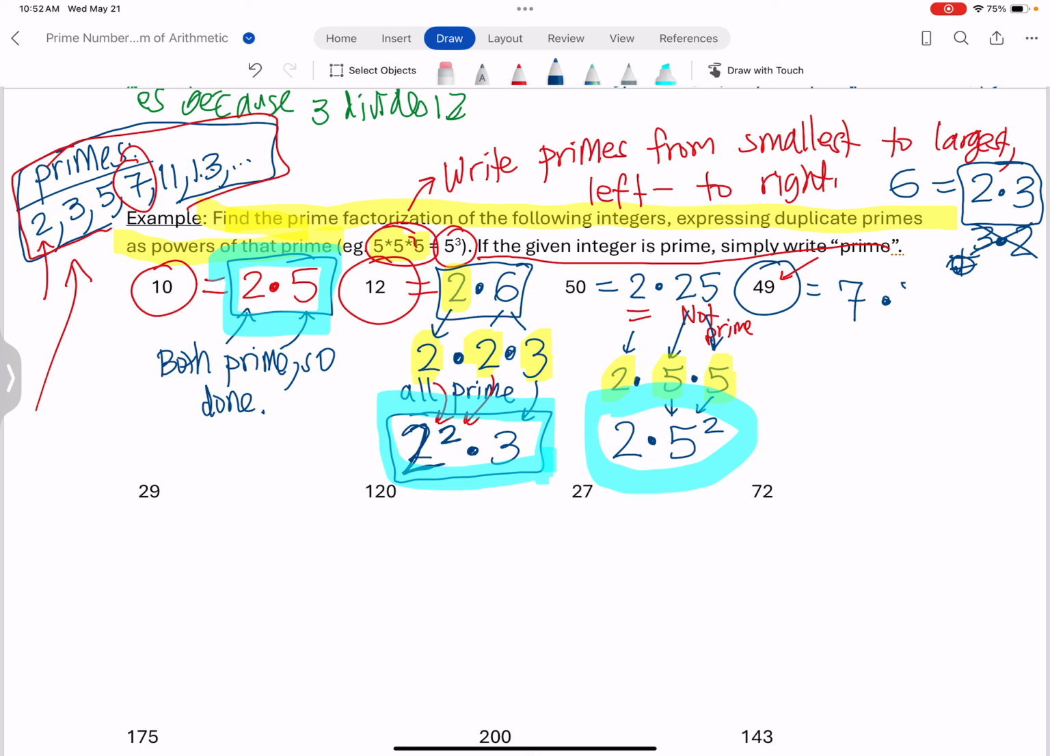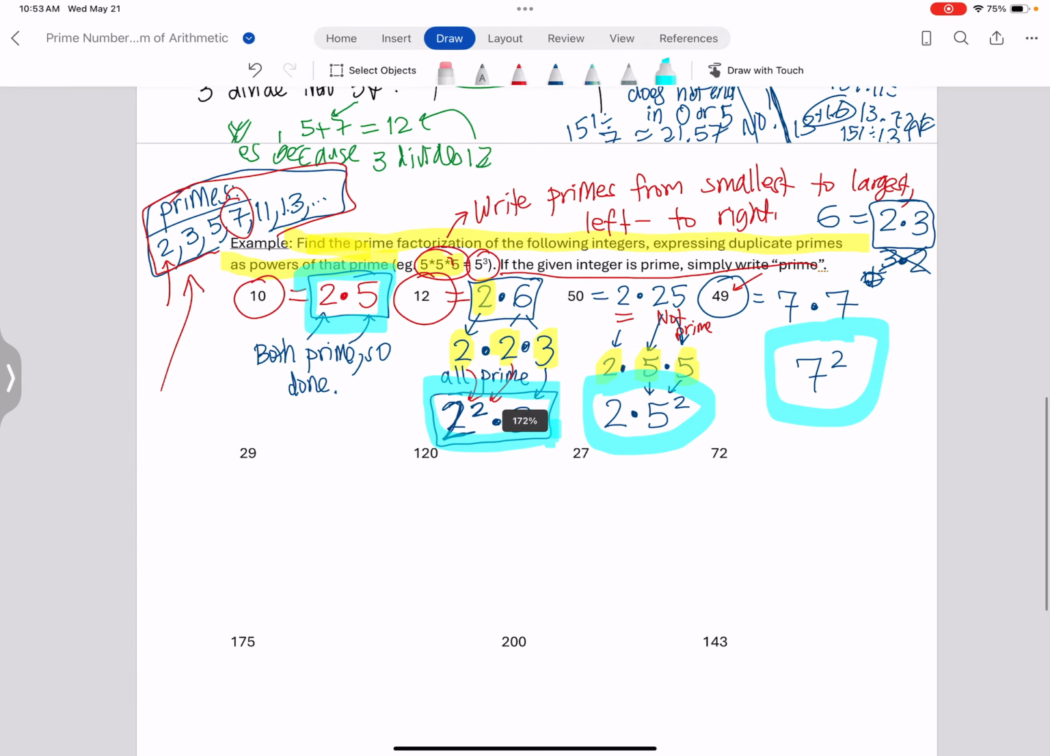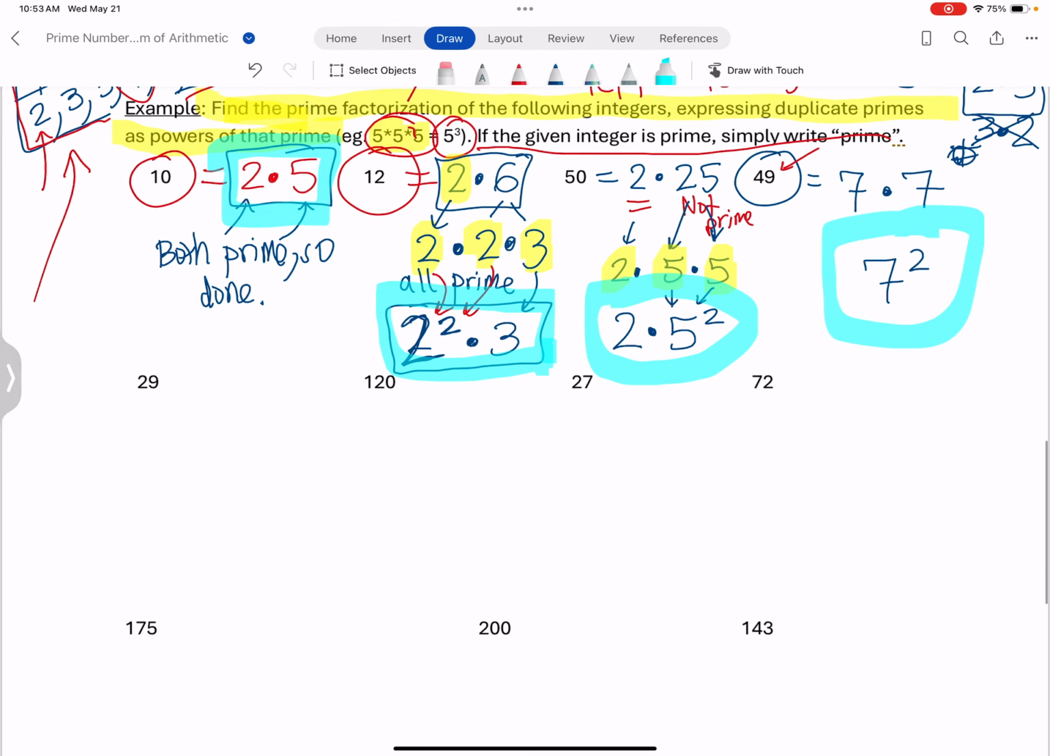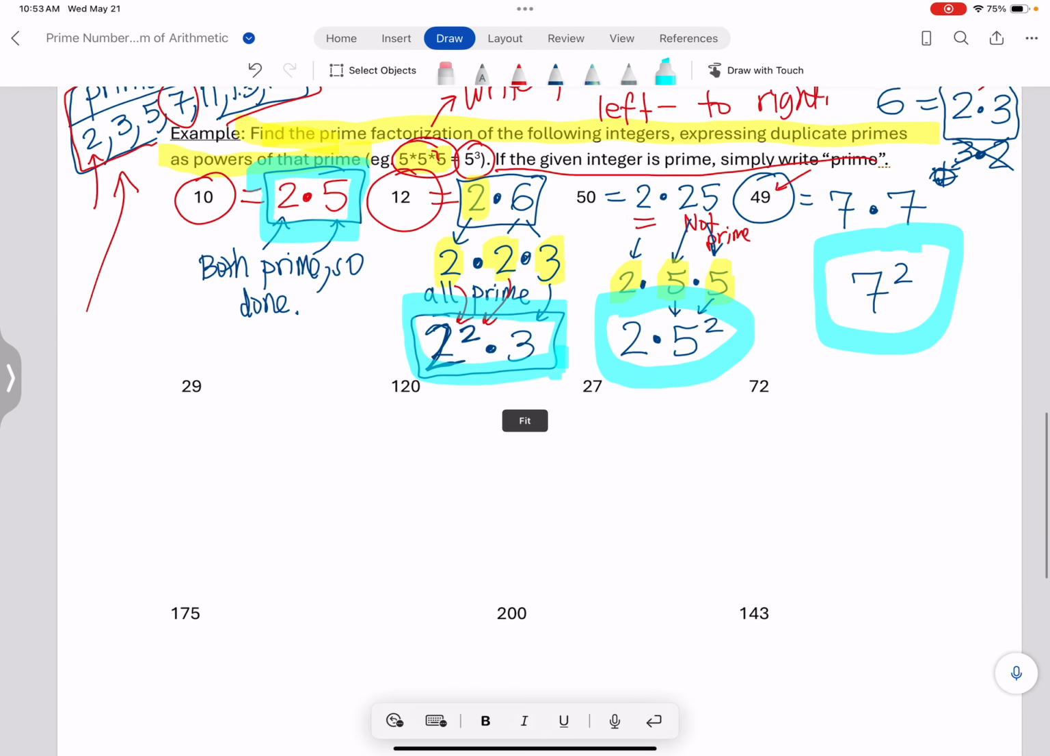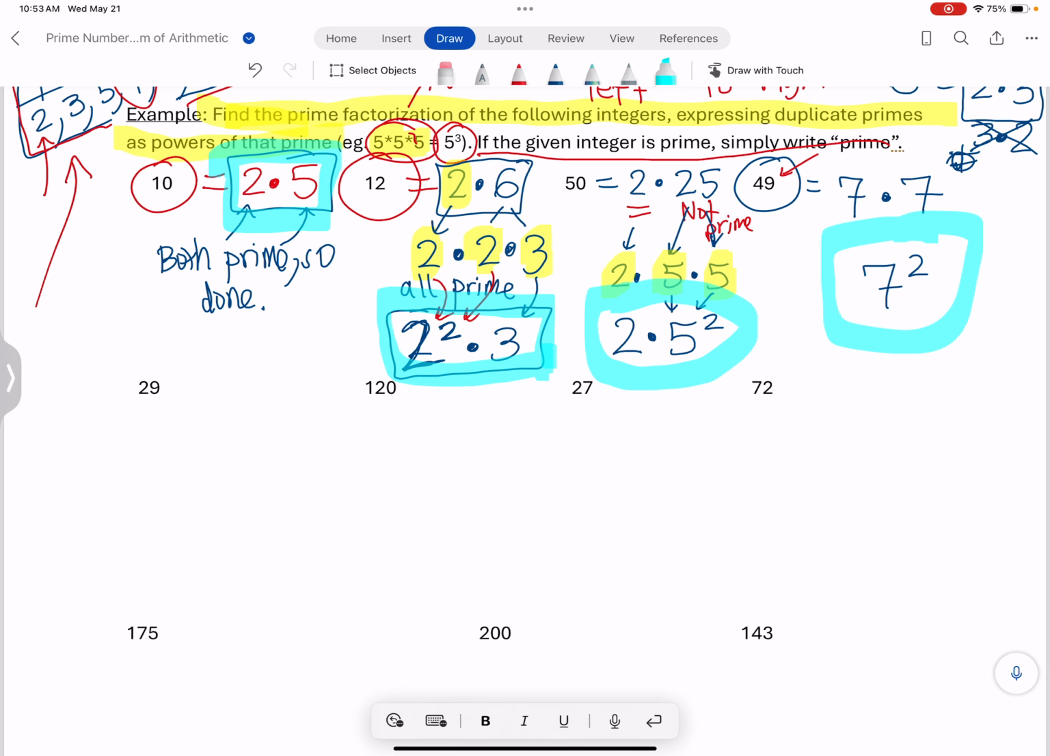It's 7 times 7, right? And then I would assess, okay, are either of those prime or both of those prime? In this case, they are. So I'm done, but I'm going to write it as 7 to the second power. There we go, and that's it. I know that one probably wasn't that bad. You could have done that one much quicker, but, you know, what are you going to do? Okay. And now I'm going to look at this next row here, 29.